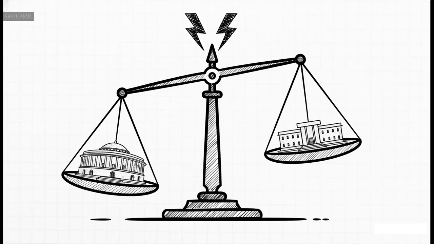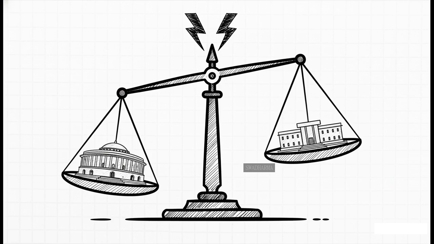Okay, but what happens when there's a disagreement? Let's say both the center and a state make a law on a shared chore from the concurrent list, say on education. And what if these 2 laws conflict with each other? Well, the Constitution provides a very clear tiebreaker. The law made by the Parliament, by the center, will prevail.